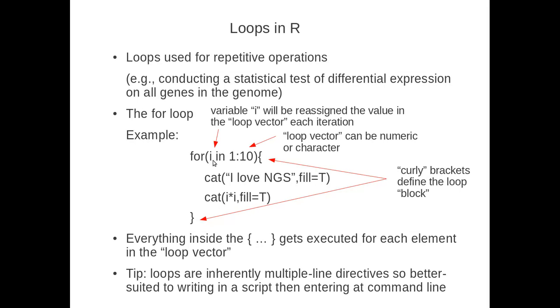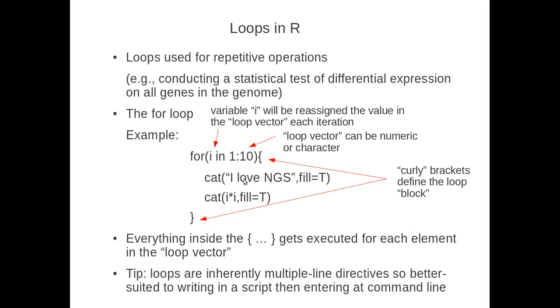The first time through the loop, i will be a value of 1. The second time through the loop, i will be a value of 2, etc. The loop will continue until it reaches 10. It will enter the loop on the 10th time, and then it will exit the loop once it has completed the 10th iteration.